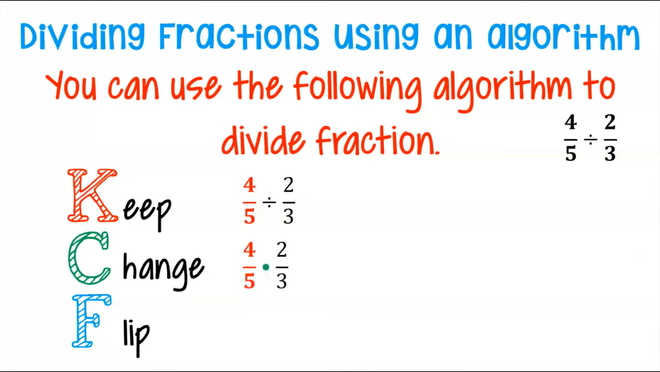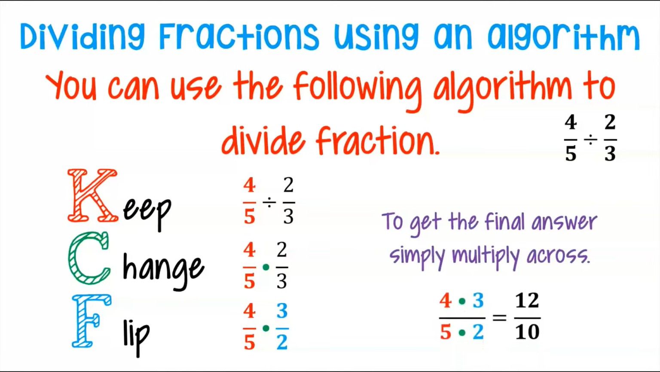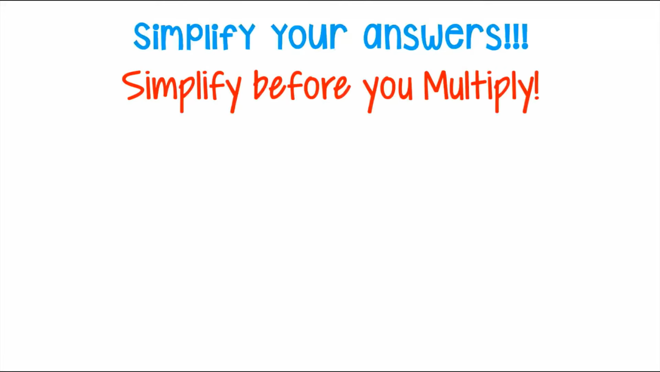Then we're going to change from division into multiplication. So that's the green little dot. Remember that a dot is another way to represent multiplication. And finally, we will flip or make the second fraction into its reciprocal. And we've taken 2/3 now and we've exchanged the numerator and the denominator. To get the actual final answer, simply multiply across. So 4 times 3 equals 12, and 5 times 2 equals 10. Now, don't forget, you need to simplify your answers. Simplify before you multiply if you can.